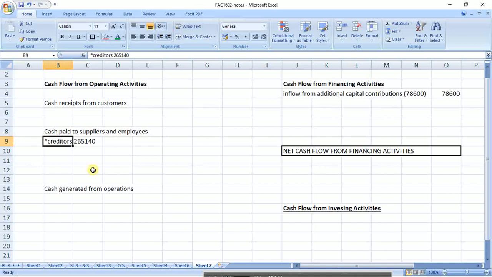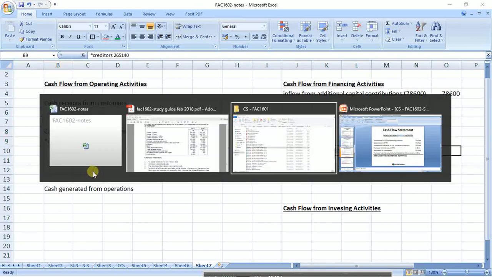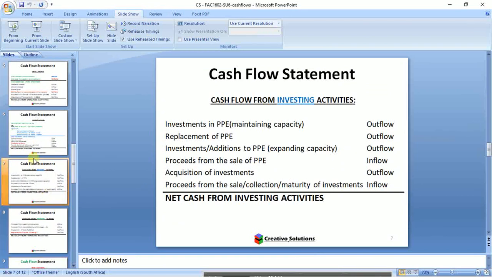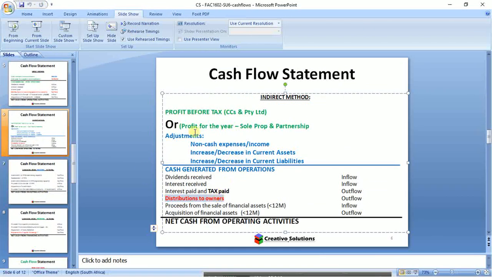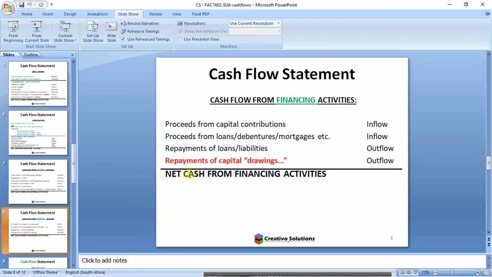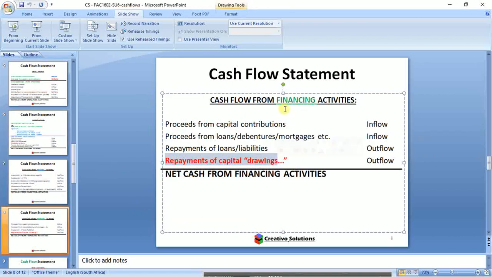The drawings of the apartments were made in cash, so that's owner's equity. Is that investing? No, not investing. Operating? Financing, possibly. If they draw a profit from the business, then it's operating. It's a distribution to owners. If it's a repayment of capital, then it's financing. That's the big difference, and that's why in my notes I had the color coding. A distribution to owners is operating. A repayment of capital is financing.